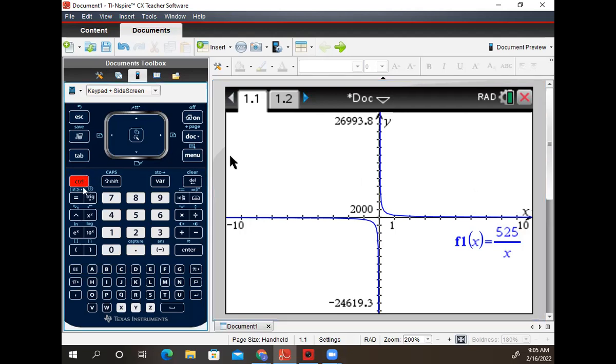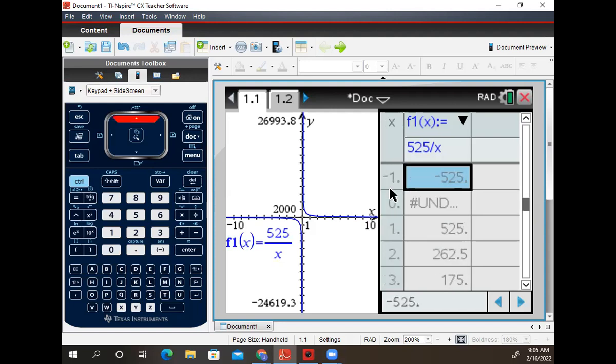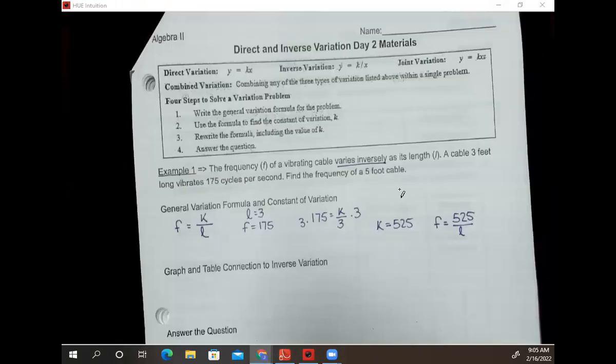And that is maybe even a little easier to see if we pull up the table here. So again, the negative values don't make so much sense in the context of our problem. There we can see undefined at 0 because we have an asymptote there. And then as I look at these positive values, as x gets bigger, y gets smaller. That's an inverse relationship. Okay, so we see an inverse relationship there.